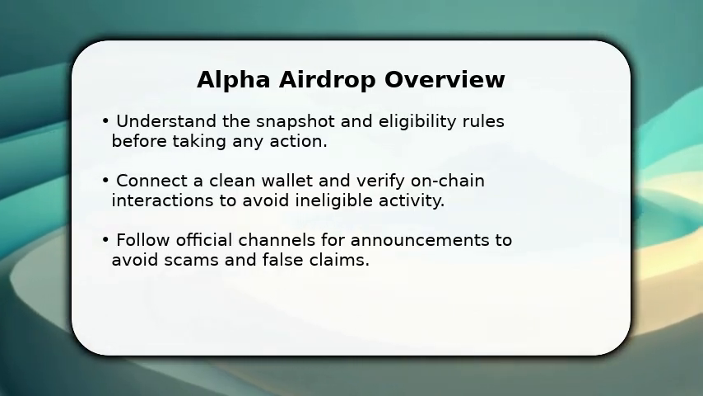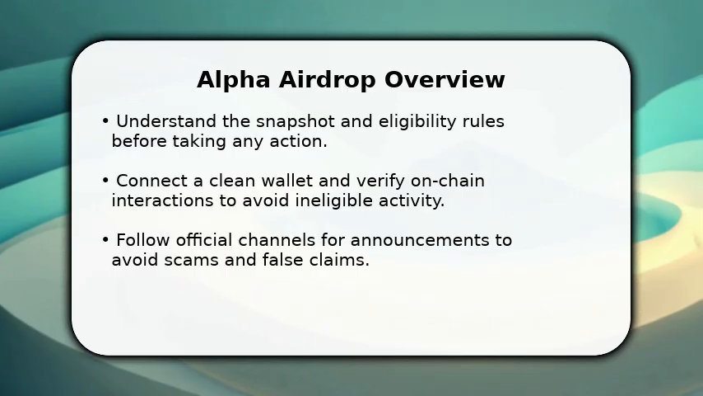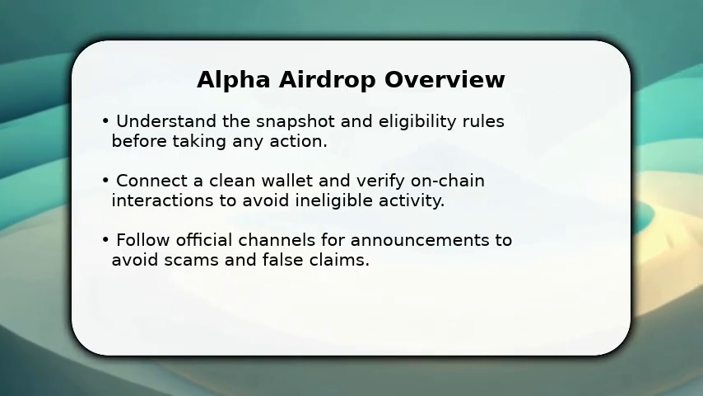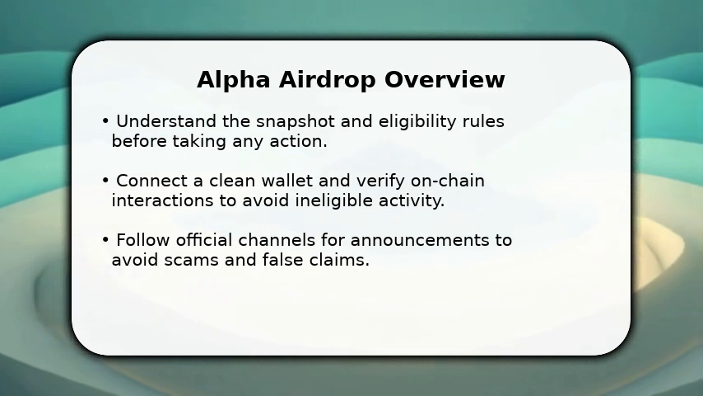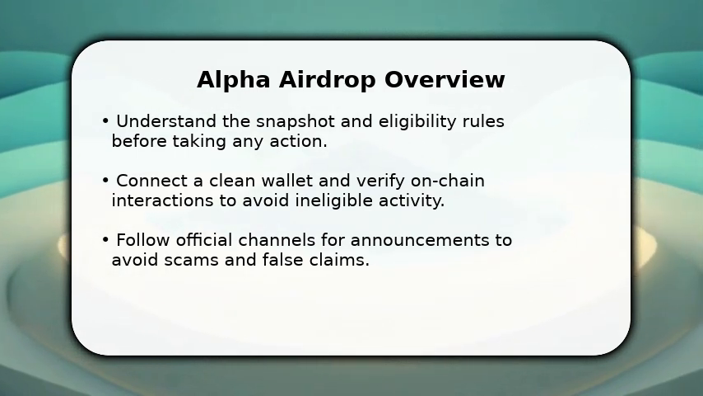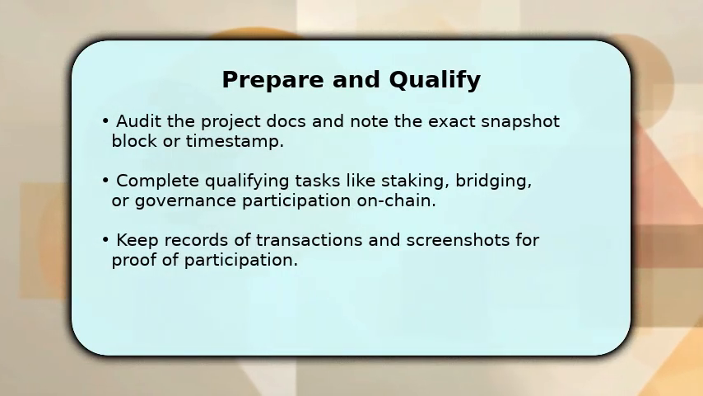Track deadlines and maintain on-chain records of transactions and interactions. Use a clean wallet with minimal prior spam and avoid risky signatures to keep your assets safe. First, audit eligibility rules on the project's docs and note the snapshot block or timestamp you must hit.